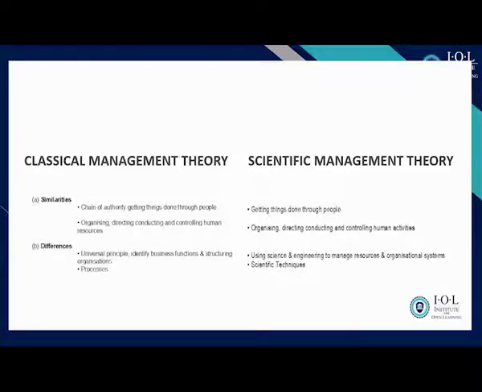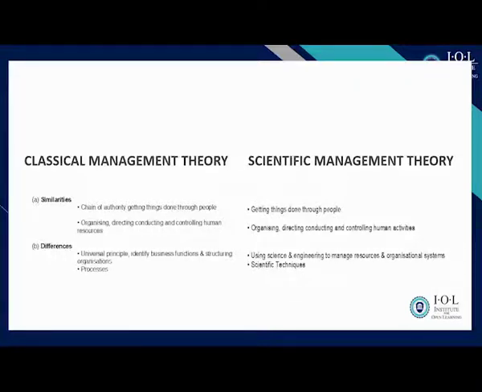In terms of similarities between the two concepts, there is a chain of authority to get things done through people, both for classical management as well as for scientific management. So that is getting things done through the people. That is something both have in common. All right. And we also look at organizing, directing or conducting, and controlling human resources. Both of them do the same: organizing, directing, conducting and controlling human activities.